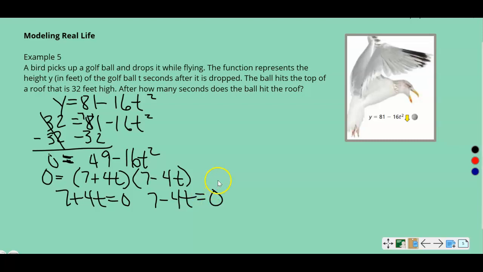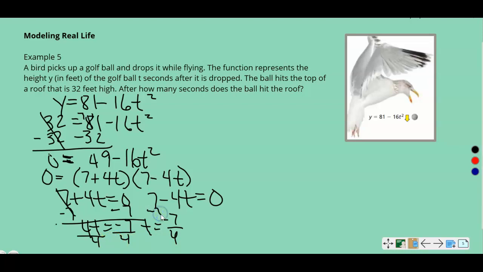I just switched the 0. I just put it on the left side. I don't know why. I just kind of like it on that side better. All right, so I got 4t equals negative 7, divided by 4, time equals negative 7/4. Well, we know time can't be a negative number, so that one's not going to make sense. Let's look at the other one here.